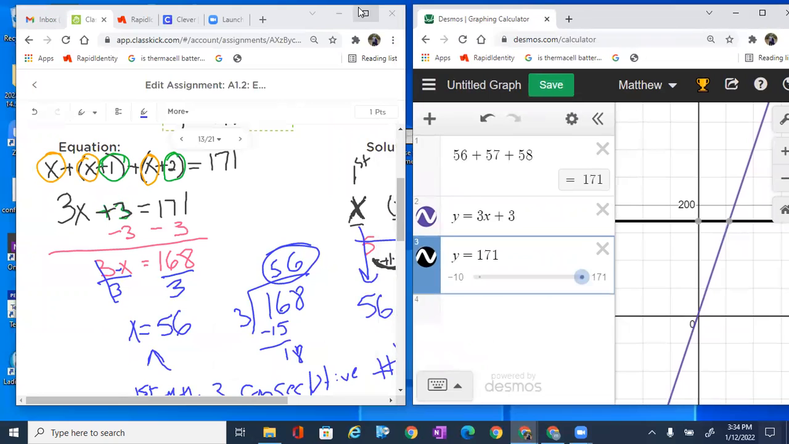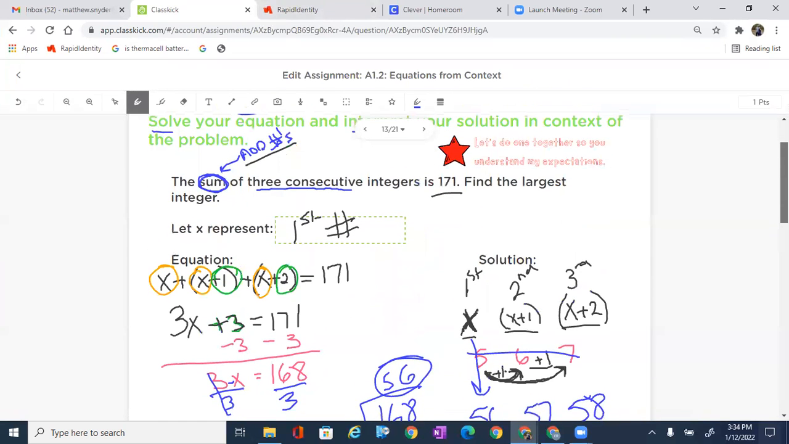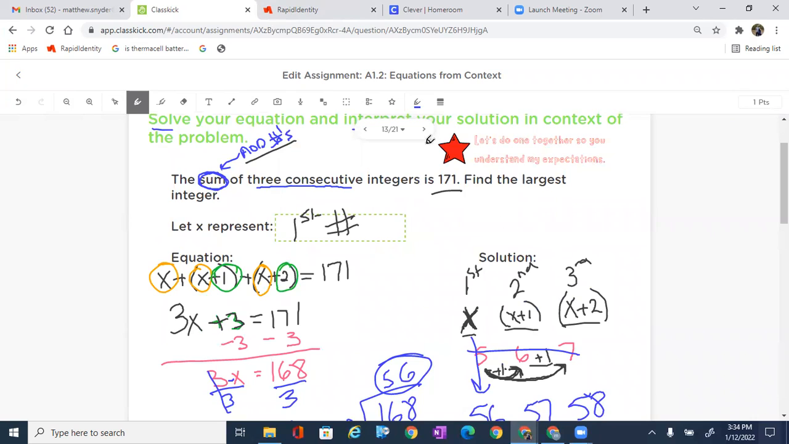Okay, and that should clarify our stuff. Of course, we can screenshot that and put it down for a sign. All right, so that's how we find the sum of 3 consecutive integers.